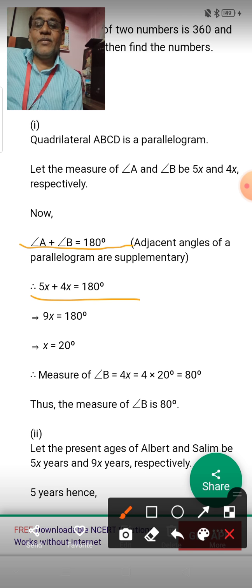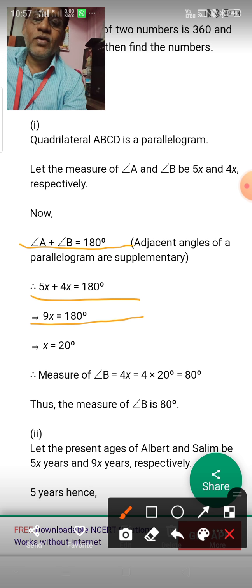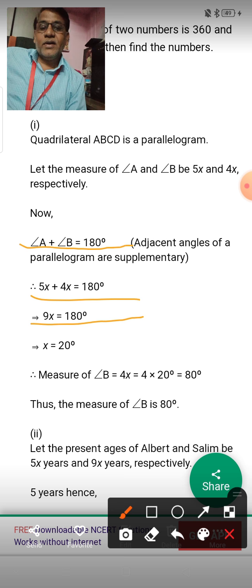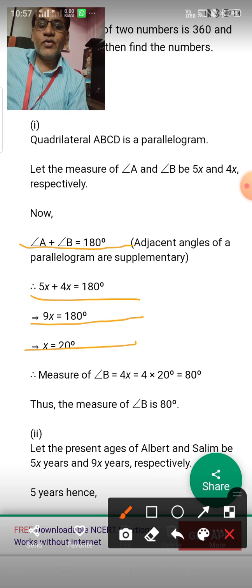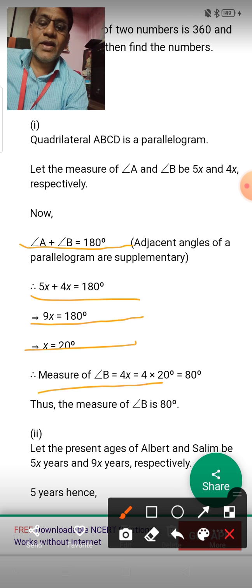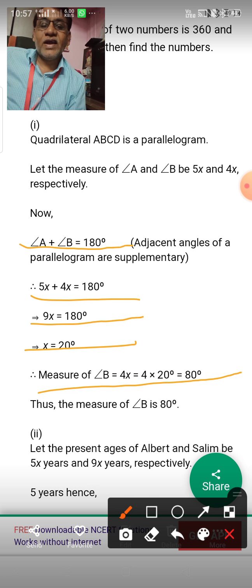So therefore 9x is equal to 180. Therefore x is equal to 20. Therefore the measure of angle B is equal to 4x, so 4 into 20, it is 80 degrees. Thus the measure of angle B is 80 degrees.